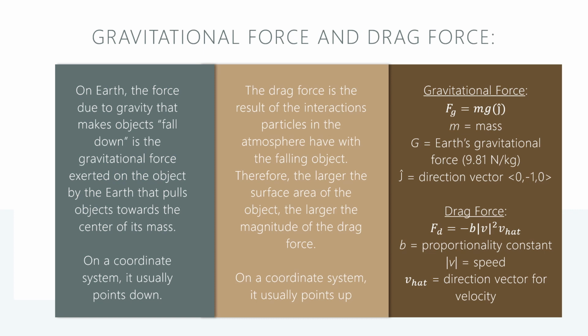The other two fundamental principles used in this lab are gravitational force and drag force. Gravitational force is the force exerted on the object by the Earth that pulls the object towards the Earth. It's represented by the formula F equals negative mg, negative being the direction vector down. Drag force is the force that is exerted on the object by all the different particles in the atmosphere that the object comes into contact with while it's falling. So the bigger the object, the more particles, the larger the drag force. It's represented by the equation F equals negative b, the magnitude of v squared, times v hat, the direction vector. b is a constant.